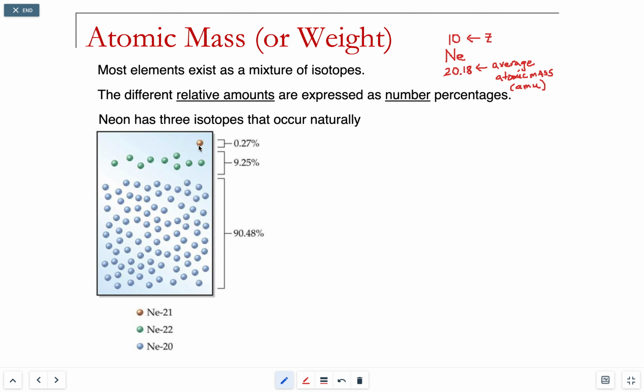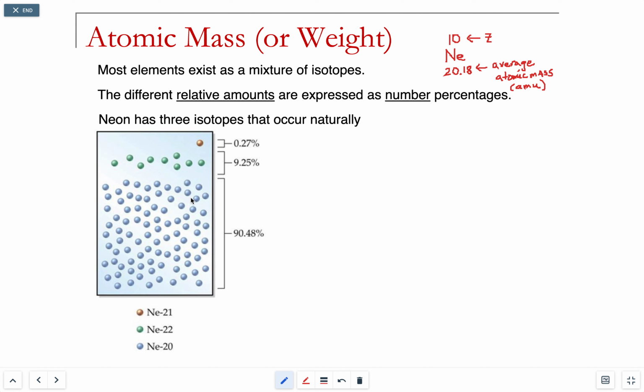Now, if we look at a sample of neon, it has three different isotopes. The one that is the most plentiful is neon 20. So neon 20, all of these atoms have 10 protons, right? And then 20 neutrons. The next one that's the most abundant is neon 22. So roughly, out of neon 20, roughly 90 out of 100, right?